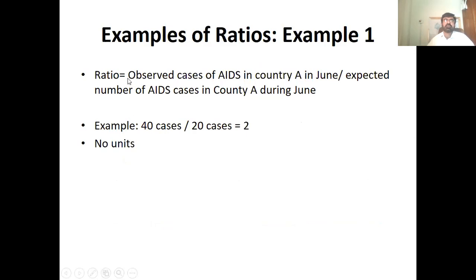Examples of ratio: observed cases of AIDS in country A in June over expected number of AIDS cases in country A during June. So 40 cases over 20 cases is equal to 2. There is no unit if the numerator and denominator have the same unit, since both units cancel out.